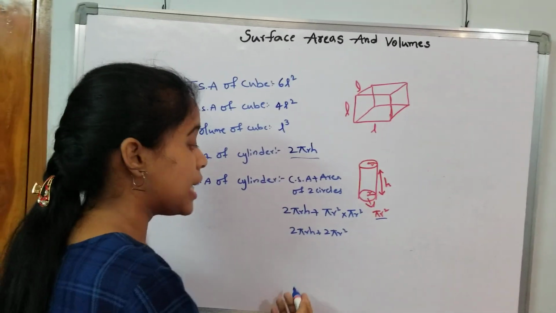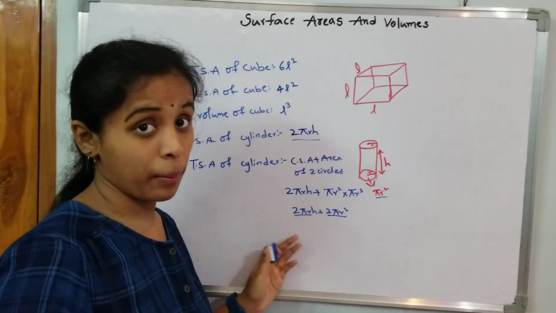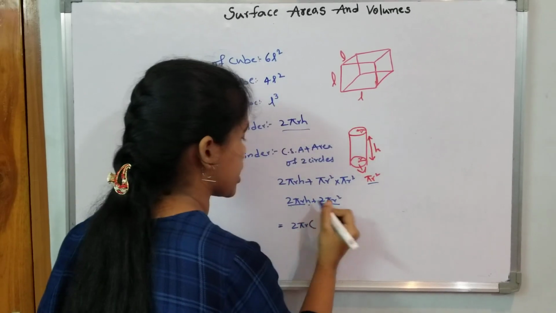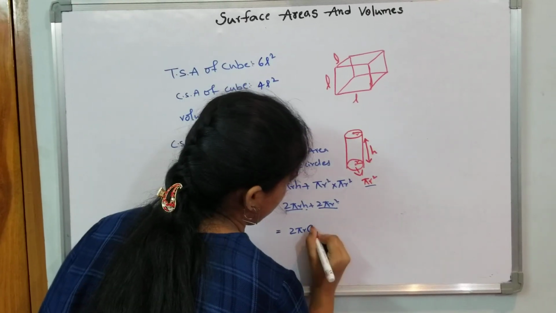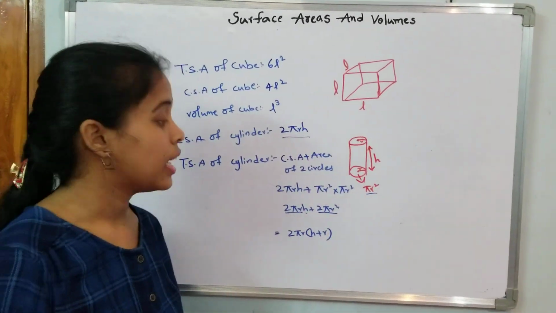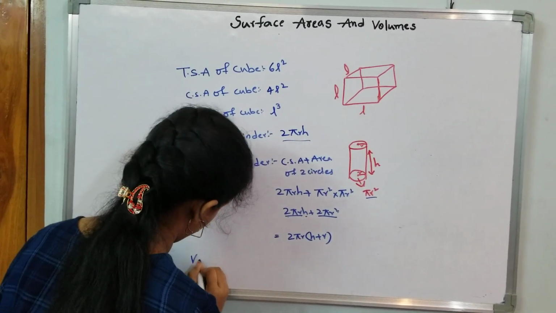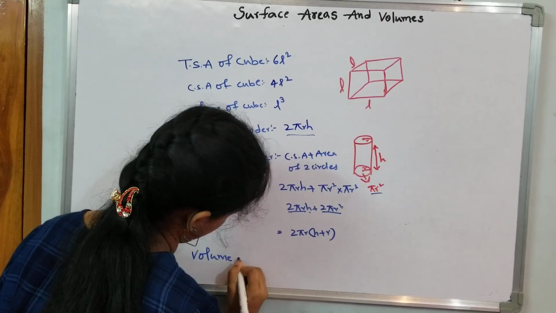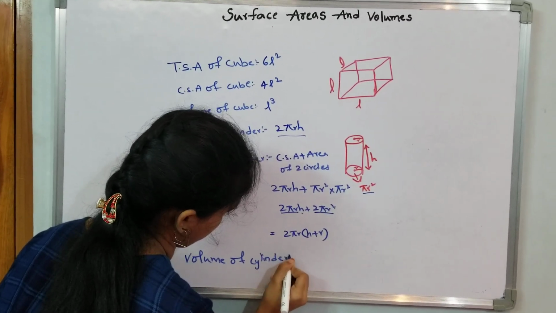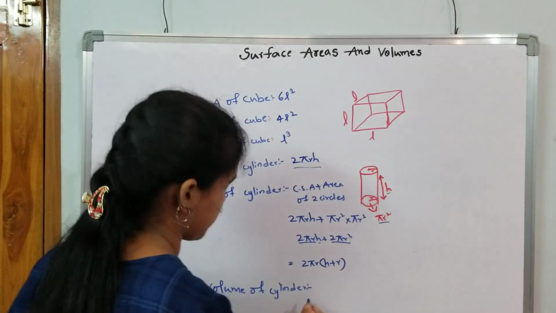So what do we get? Let's take 2 pi r common. 2 pi r of h plus r. So we got the total surface area of cylinder. Let's find out the volume of cylinder. What is the volume of cylinder? Pi r square h.